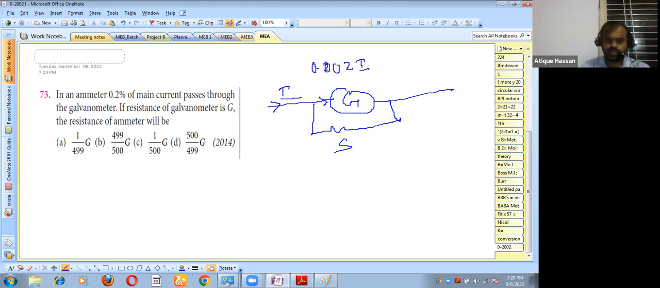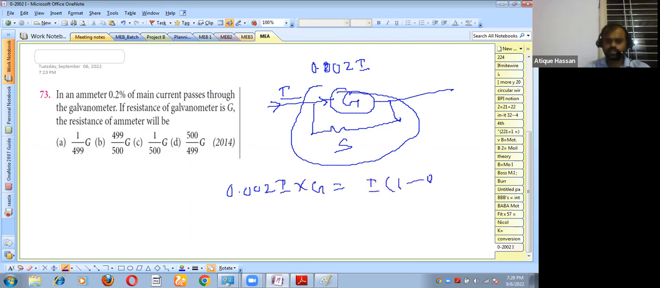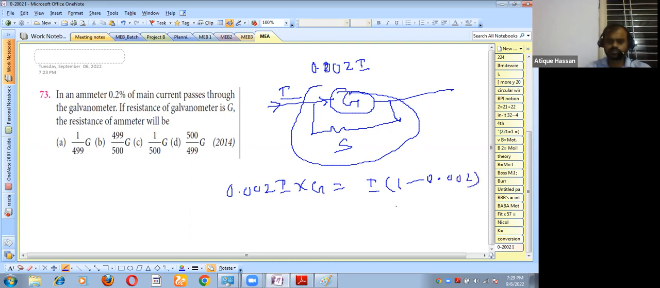And if the resistance of the galvanometer is G, then the resistance of the ammeter. So we have to find the resistance of the ammeter, right? Total resistance we have to find. So we have to calculate S for that. So we can say that 0.002 I into G will be equal to I (1 minus 0.002) into S. So from here we can calculate S.